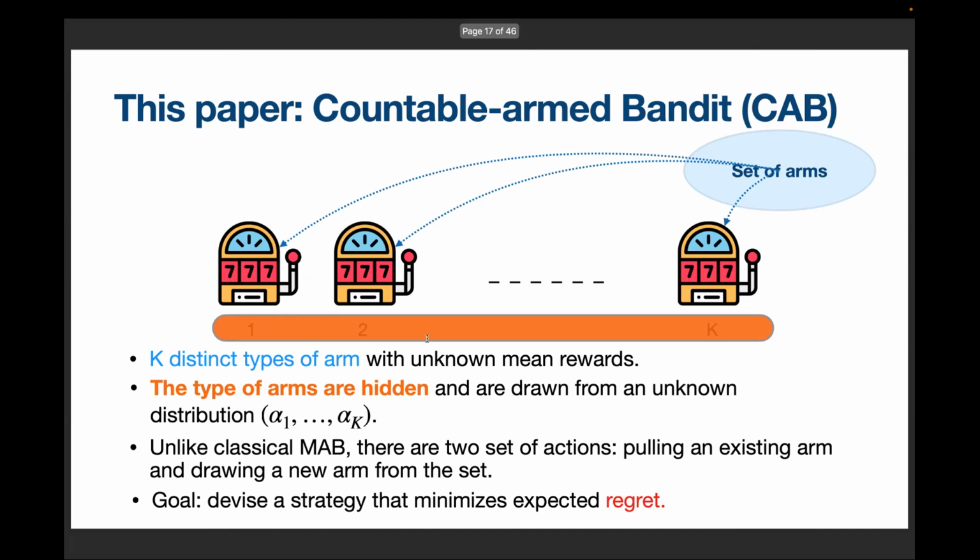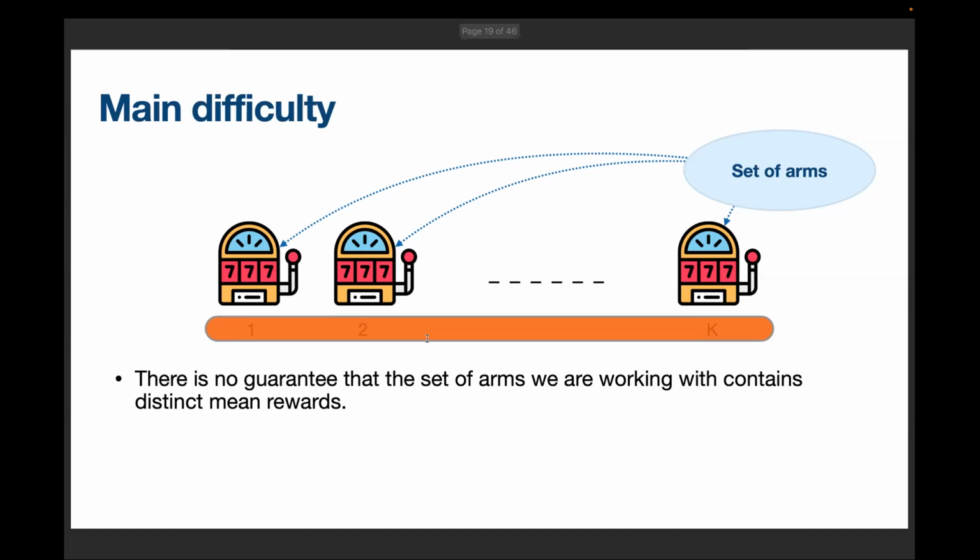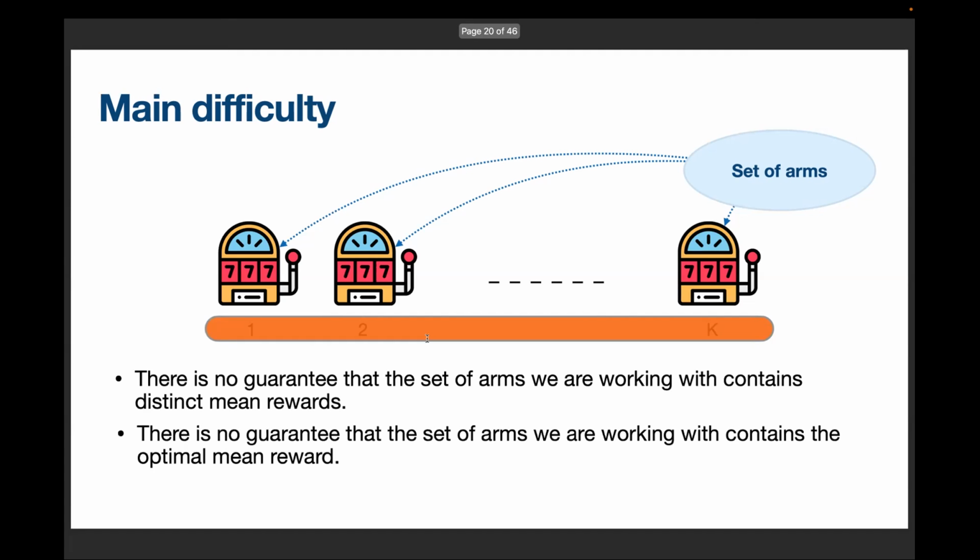So what is the goal here? The goal is to devise a strategy that minimizes the expected regret. So what's the main difficulty? As I mentioned, if I draw some samples from this set of arms, there is no guarantee that the set of arms I'm working with contains distinct mean rewards. They can all be of the same type, if I'm very, very unlucky. And what that means is that there is no guarantee that the set of arms we're working with contains the optimal mean reward.